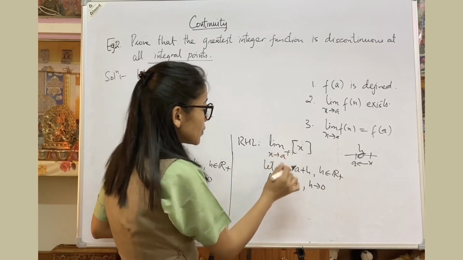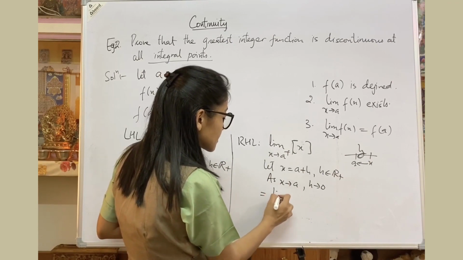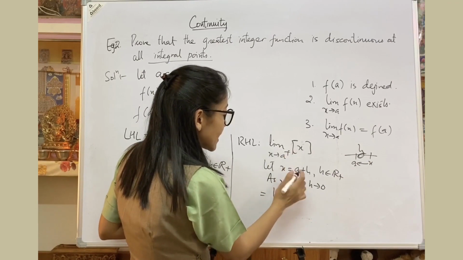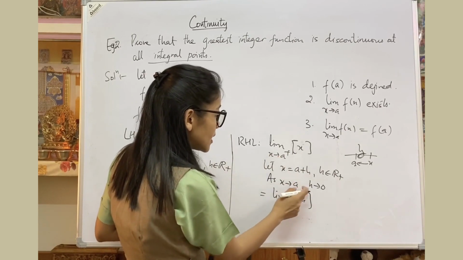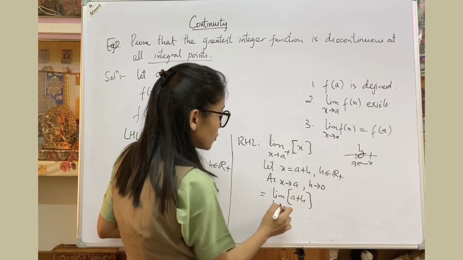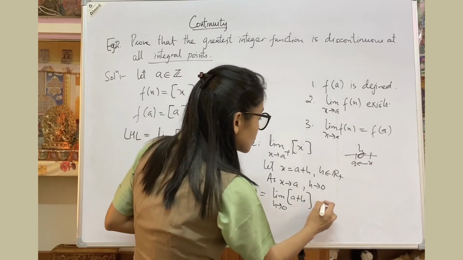So as x tends to a, h tends to 0. Now we put it here. So we get here the limit of, now what is x? It is a plus h. As x tends to a, h tends to 0. Right, so now this is equal to, okay.